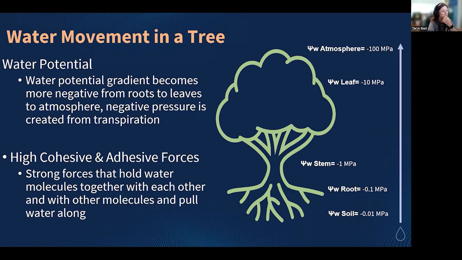And I made this rough sketch here on the right of a water potential gradient, which shows water potential becoming more negative or lower as you move up the tree from the roots to the atmosphere. The atmosphere's water potential will fluctuate with temperature and humidity, but it's that overall gradient from higher to lower that is contributing largely to water movement in combination with the high cohesive and adhesive forces that water has.